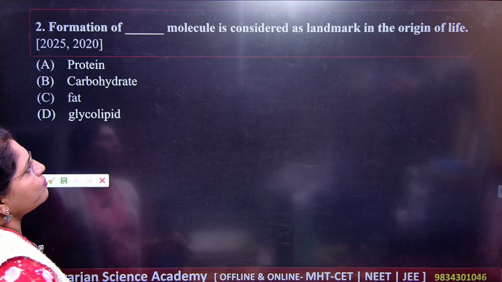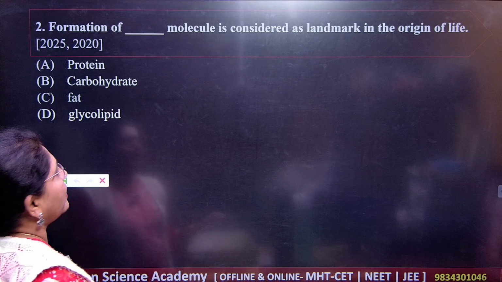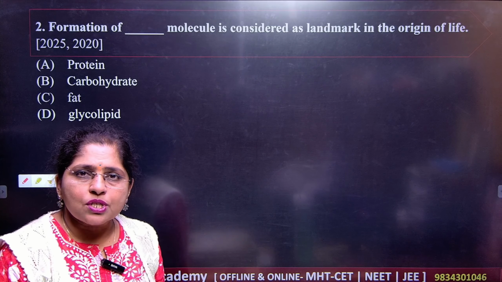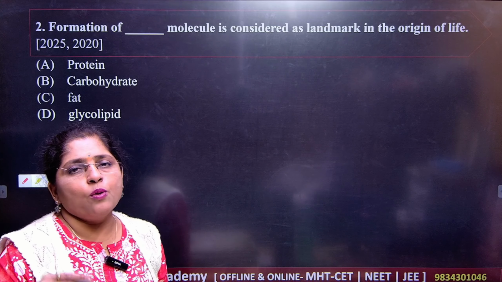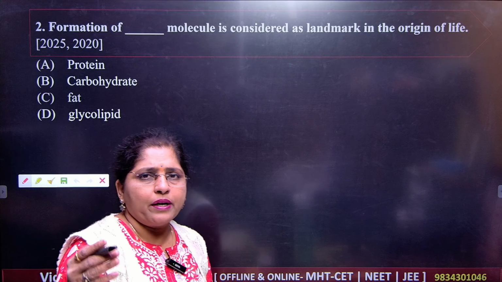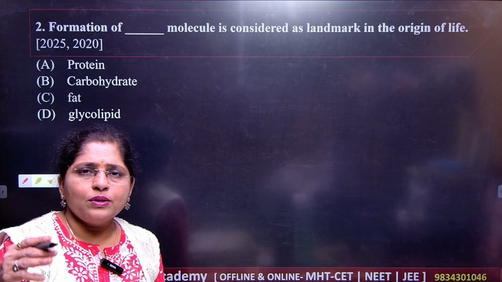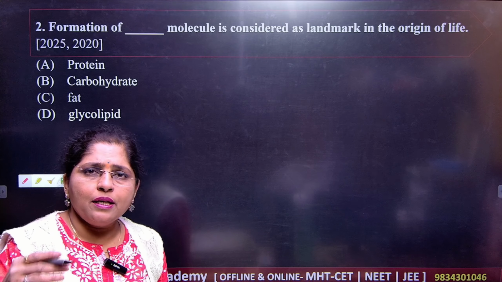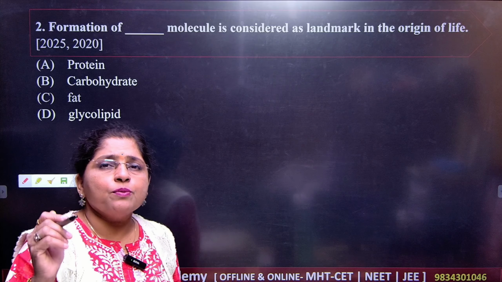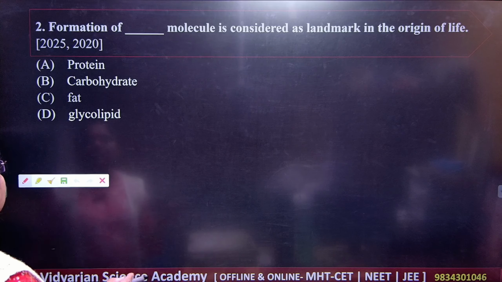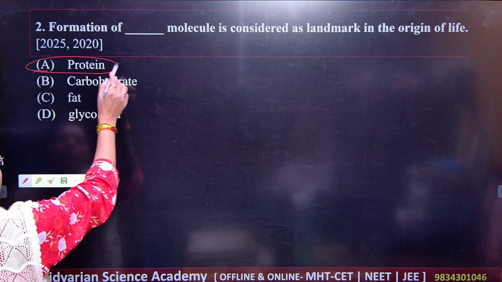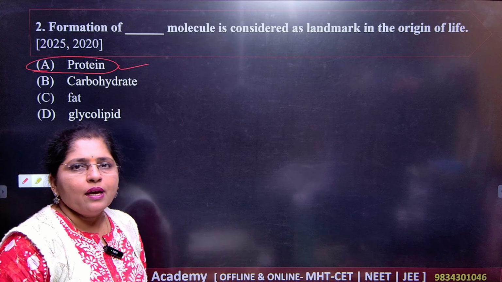Next, formation of which molecule is considered as a landmark in the origin of life. So you should know the chemical evolution: how atoms form molecules, how molecules form different biomolecules, how the biomolecules came together. You know that carbohydrates, proteins, fats and all, and how there was formation of probions, then eubions, and all these things you should remember here. So they are asking which molecule is supposed to be the landmark in the study of evolution. It was nothing but protein. Formation of protein is supposed to be very important.